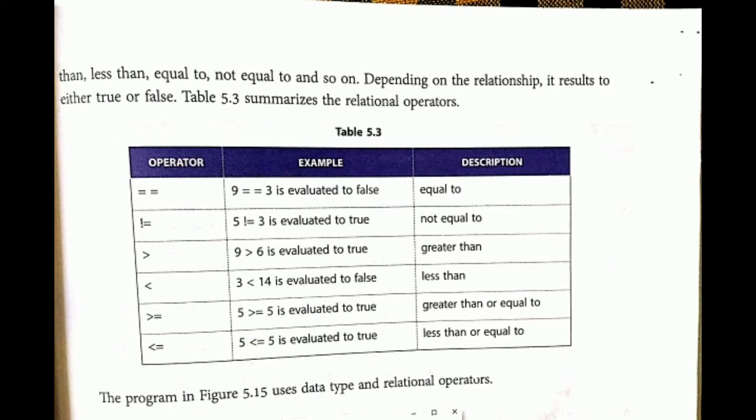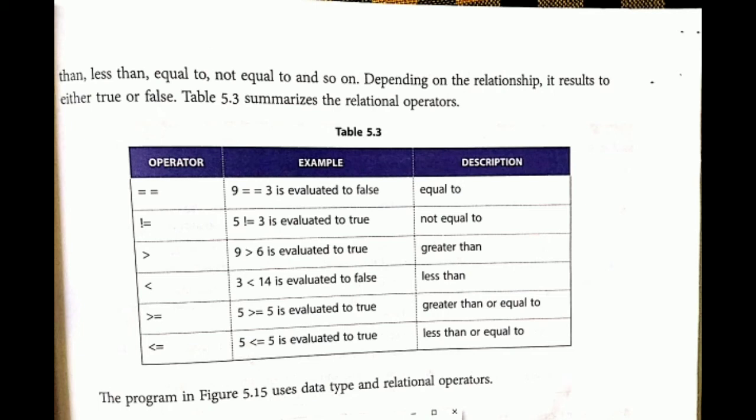Third one is greater than. Look at the example, 9 greater than 6. Yes, 9 is greater than 6. So our result will be true. Next one is less than. 3 less than 14. Yes, 3 is less than 14. So our answer will be true. Next one is greater than or equal to. That is 5 greater than or equal to 5. It is a true statement. Why? Because 5 is equal to 5. And last one is less than or equal to.